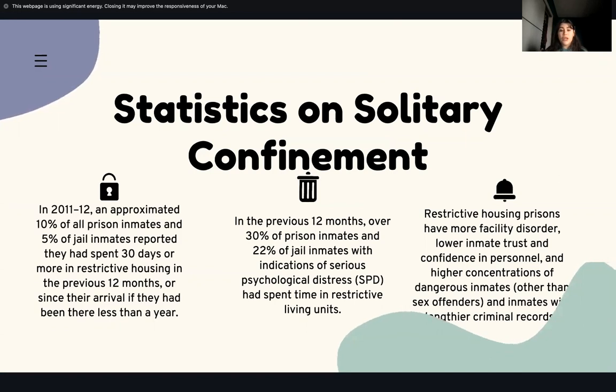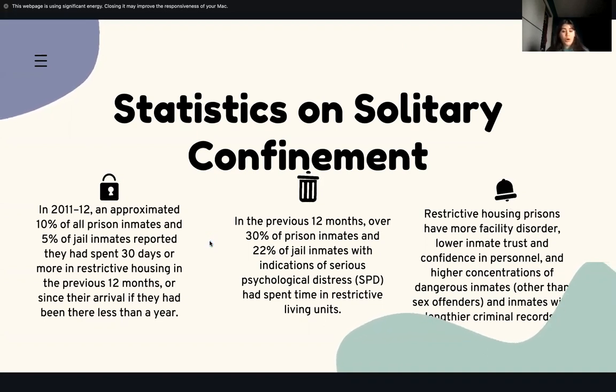Another statistic is that 30% of prison inmates and 22% of jail inmates who have been placed in solitary confinement often struggle with serious psychological distress, SPD, after having lived in solitary confinement. And in those prisons with solitary confinement or restrictive housing, there is oftentimes lower trust between inmates and staff. They have more dangerous inmates, and they have oftentimes inmates with lengthier criminal records. So it just goes to show that there really is no positive outcome of solitary confinement. It can only have negative effects on those who are placed in it.